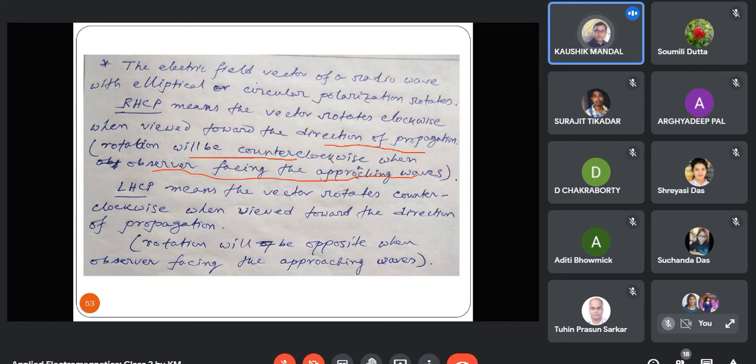না কিন্তু কনসেপ্টটা এরকম যে আমি যদি এদিক দিয়ে দেখলে ক্লকওয়াইজ ঘুরছে, ওই দিক দিয়ে দেখলে কাউন্টার ক্লকওয়াইজ ঘুরছে, তখন হচ্ছে RHCP। আমি যদি ডাইরেকশন অফ প্রপাগেশনের দিকে দেখি, and if it is rotated clockwise, তো আমি যখন উল্টো দিকে চলে যাব, সেন্স অফ রোটেশন উইল বি ডিফারেন্ট, বাট সেন্স অফ পোলারাইজেশন হাউ উইল চেঞ্জ?